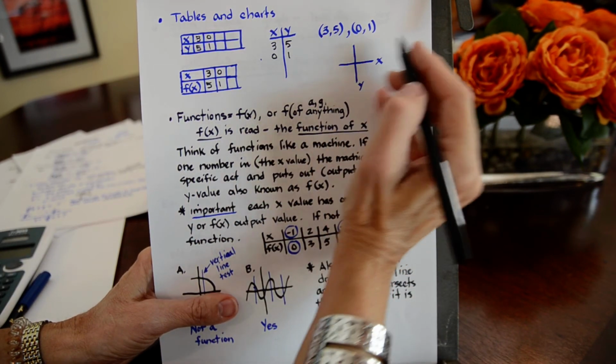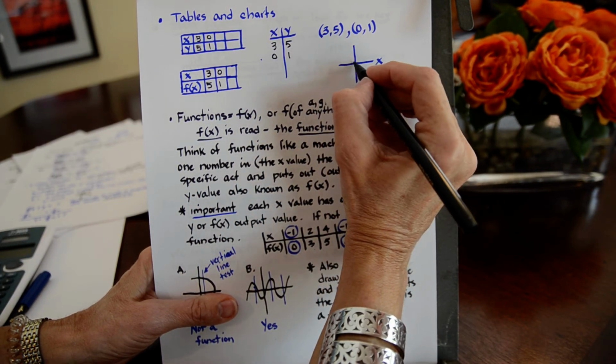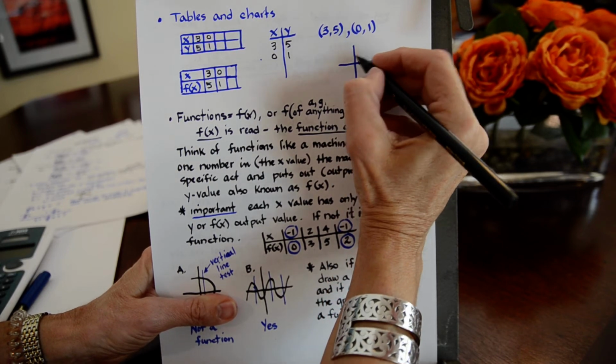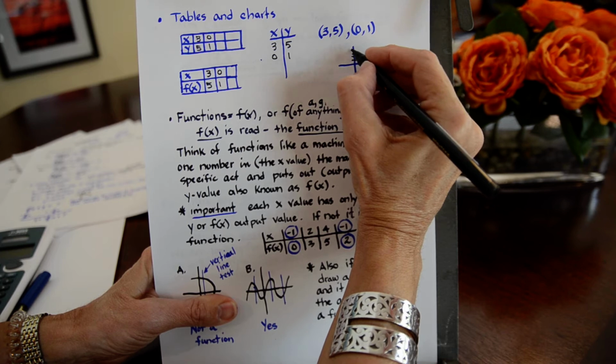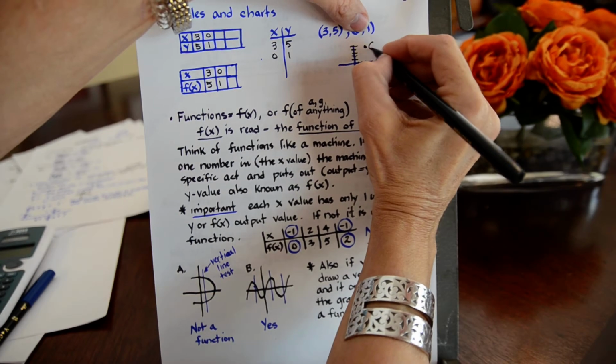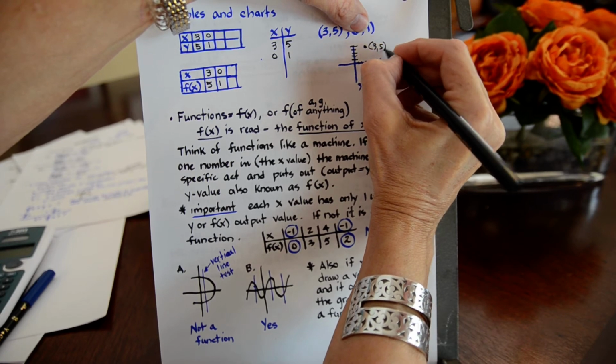And these would tell you to go over to 3, 1, 2, 3, and up 5. 1, 2, 3, 4, 5, and find where that point is. So that is 3, 5.